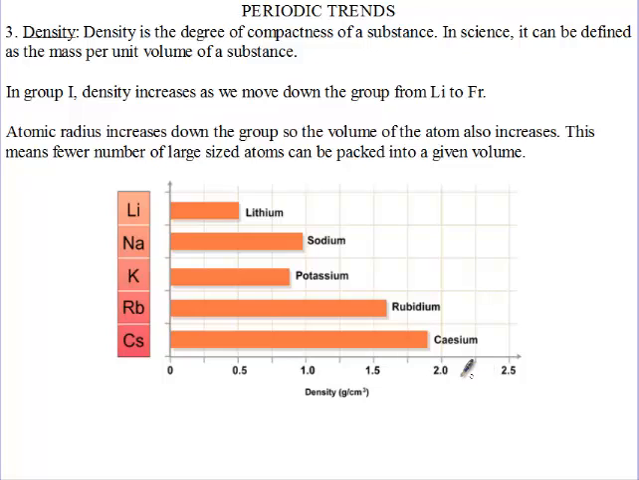The third property we're going to talk about is density. When we say density, it's the degree of compactness of a substance.